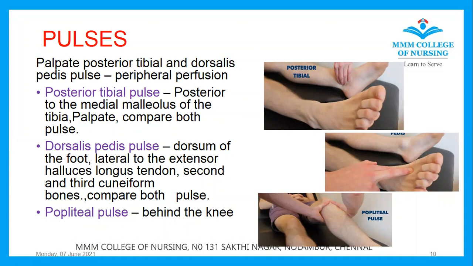In the foot assessment, there are three main pulses: posterior tibial, dorsalis pedis, and popliteal. The posterior tibial pulse we can palpate posterior to the medial malleolus of the tibia. The dorsalis pedis pulse we can palpate at the dorsum of the foot, lateral to the extensor hallucis longus tendon, over the second and third cuneiform bones. The popliteal pulse we can identify behind the knee. So these are the common sites to assess the pulse in the foot assessment.